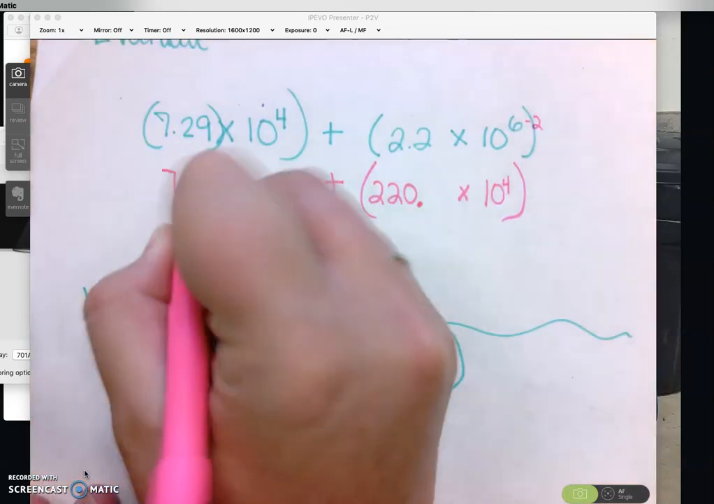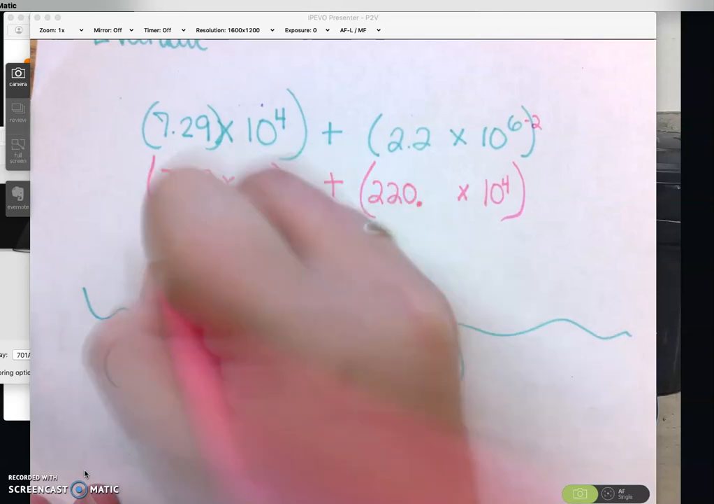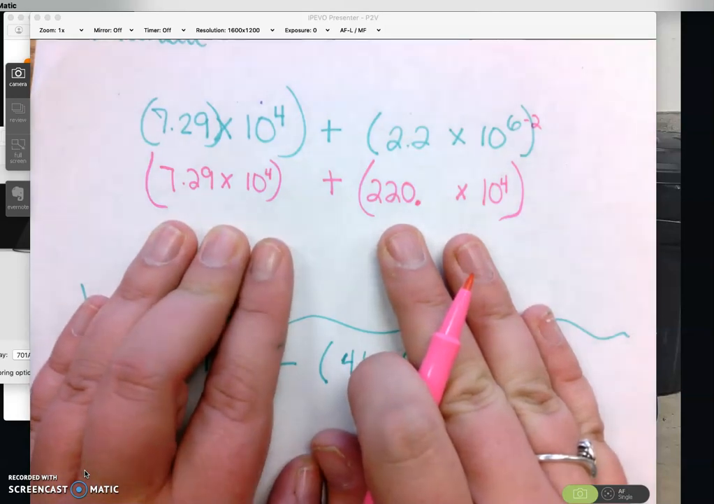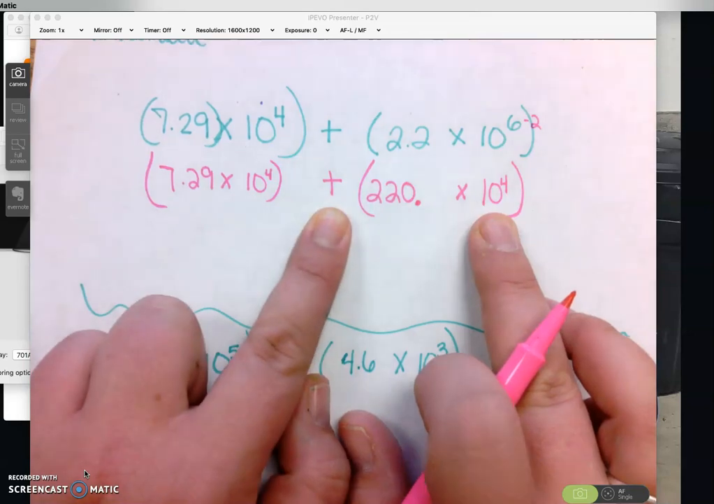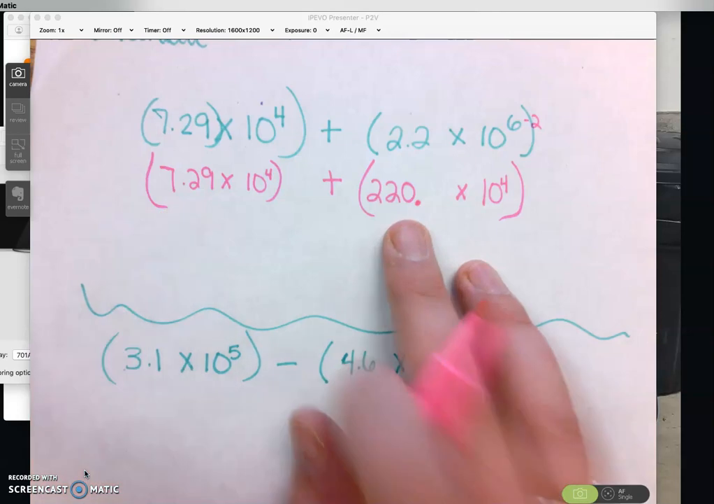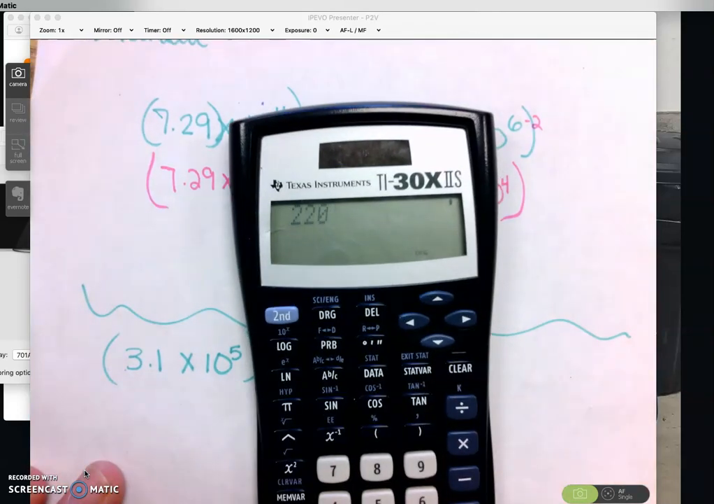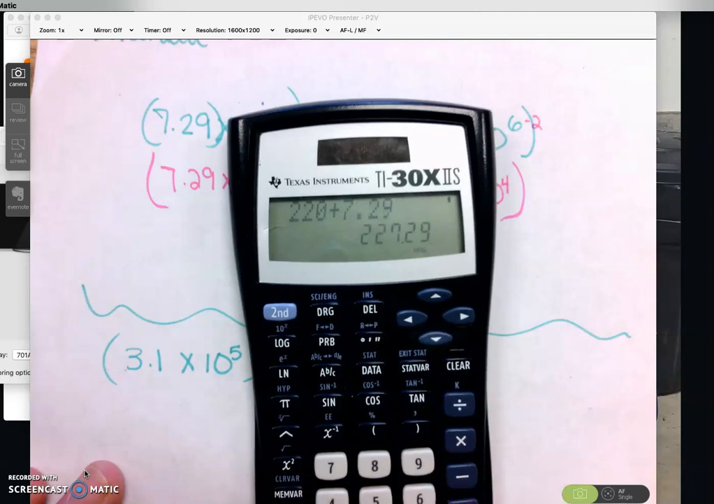This one is going to remain the same. Now we have two numbers in scientific notation, both raised to the same power, and now we can add their numbers. So we're going to just add the decimal numbers. So 220 plus 7.29. If you need a calculator, 220 plus 7.29. 227.29, right?